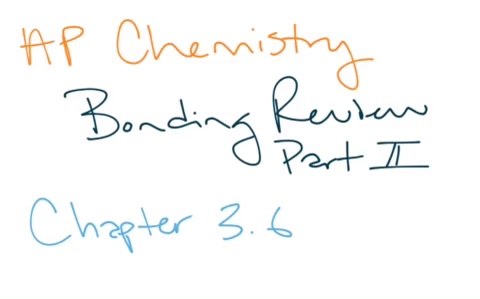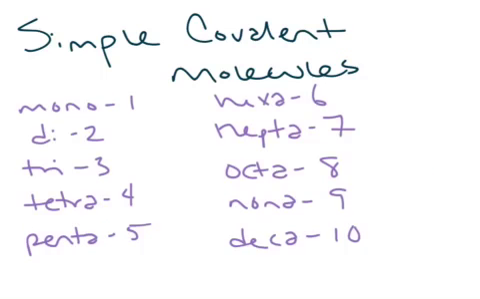The second part of the review is going to be about covalent bonding and acidic bonding, which is chapter 3.6. It's a lot easier than ionic bonding because there's only so many elements that can actually be involved. What you do have to remember are the prefixes for 1 through 10. So since we have nonmetals bonding with other nonmetals and they're sharing and not giving and taking, there's no charges.